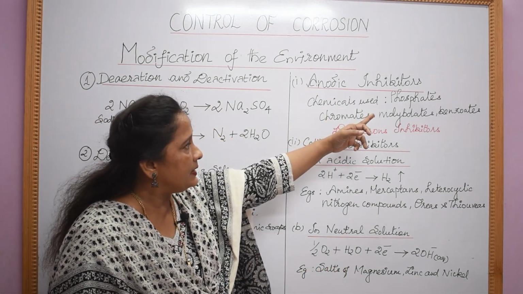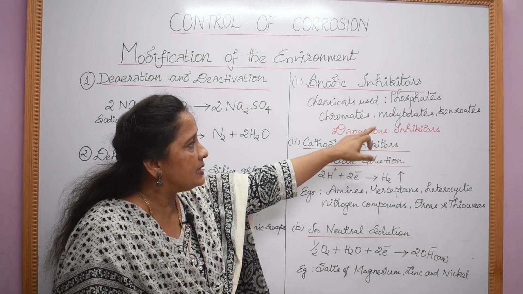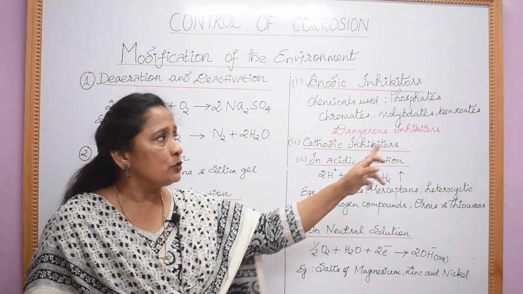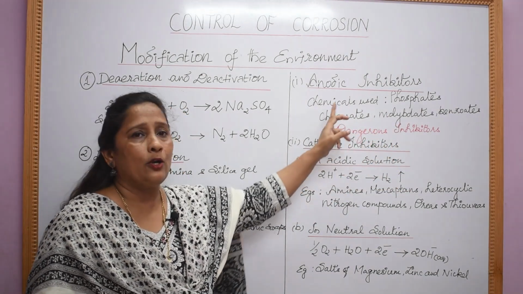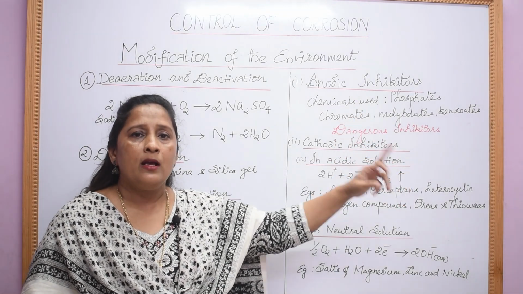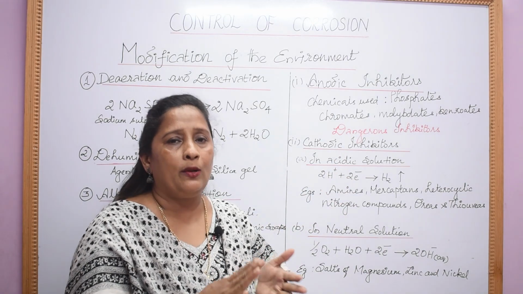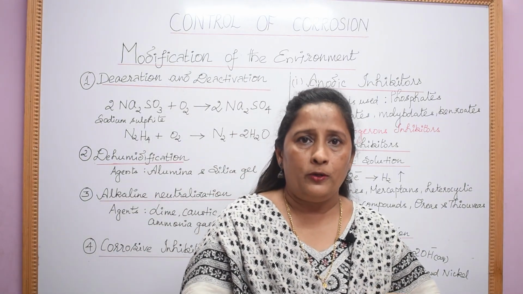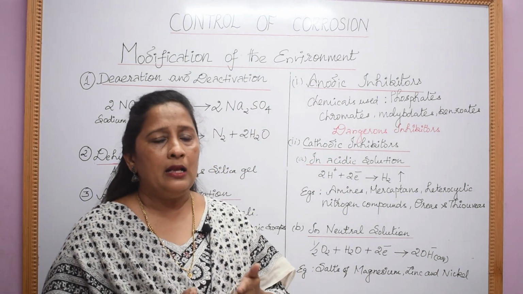They are phosphates, chromates, molybdates, benzoates, etc. So these chemicals are called anodic inhibitors. When they are added to the corrosive environment, these chemicals will form a protective layer on the surface of the anode so that the rate of corrosion will be less.